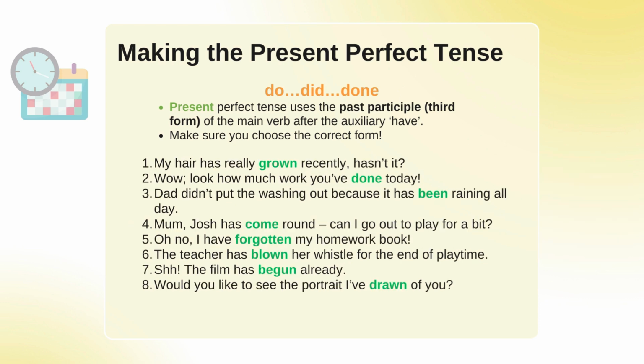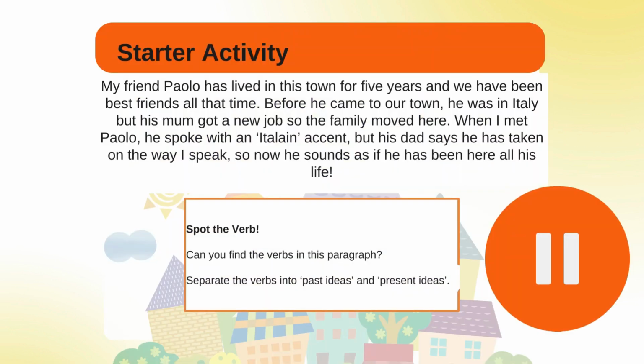Here are your answers. Just go through each sentence and make sure that you have chosen the correct form in each sentence. Feel free to pause the video again because I want you to read this text. I want you to try and identify the verbs in this paragraph. And after you've identified the verbs, I want you to separate the verbs into past ideas, so things that have happened and finished in the past, and also separate present ideas, so things that are true now in this present moment. And once you've completed this activity, you can unpause so we can look at the difference.